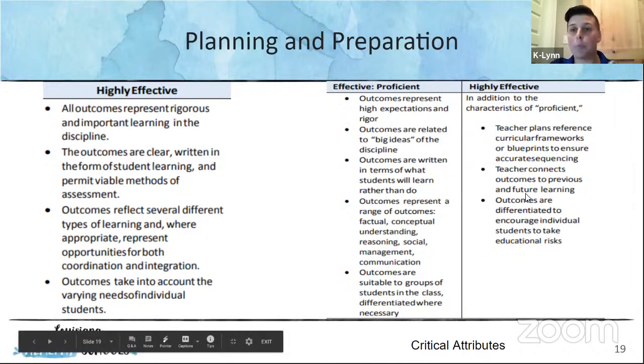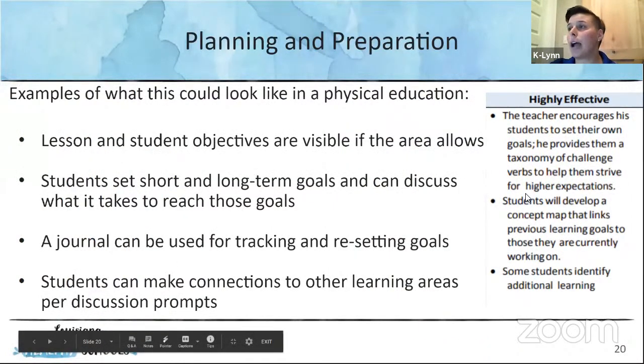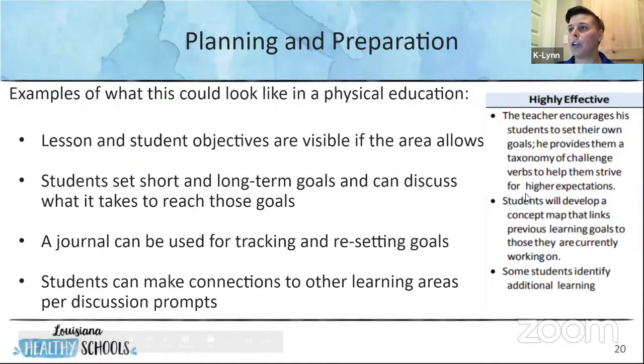Okay, so these are just pulled out from that rubric. Now we're going to talk about some examples. I've given a few, but the lesson and student objectives should be visible in the area. Whether you have a smart board or not, we need whiteboards in the gym and in the auditoriums. If we don't have those, you can take a big poster board or carpenter paper, laminate it, put contact paper, pin it on the wall, and whiteboard markers work for that.